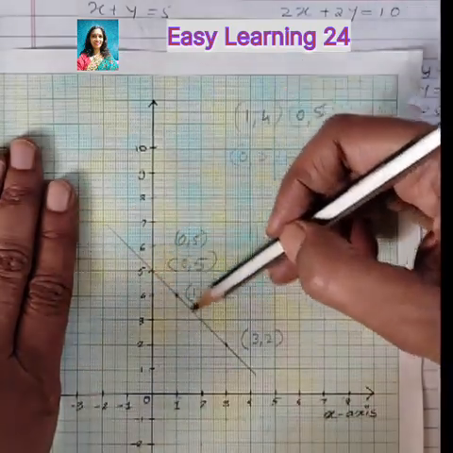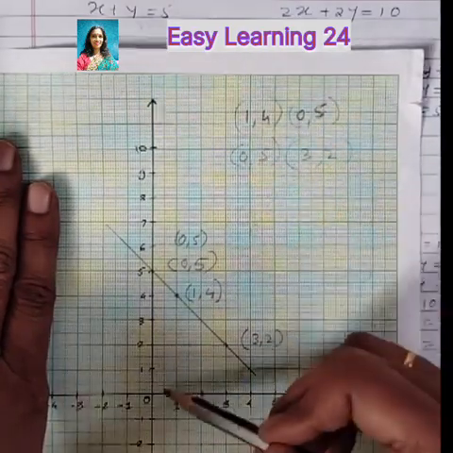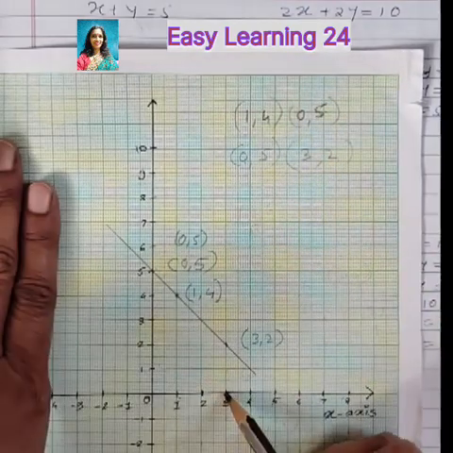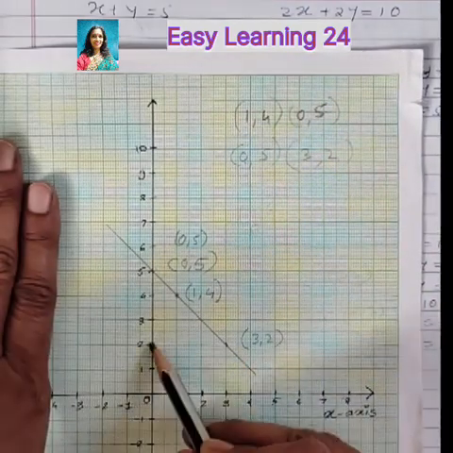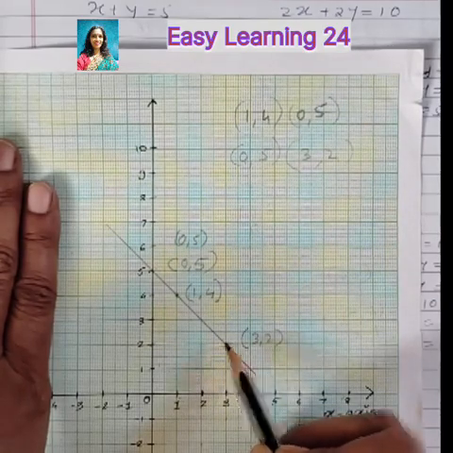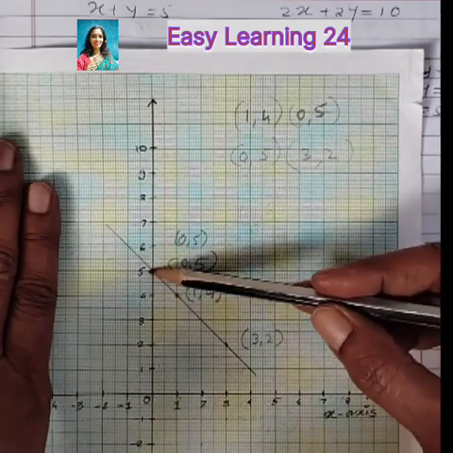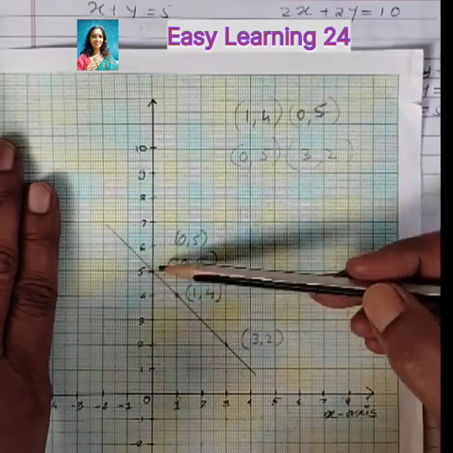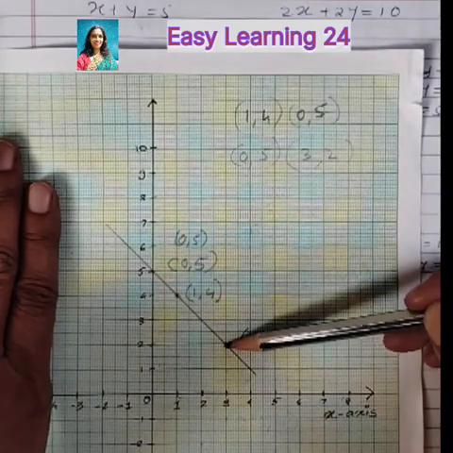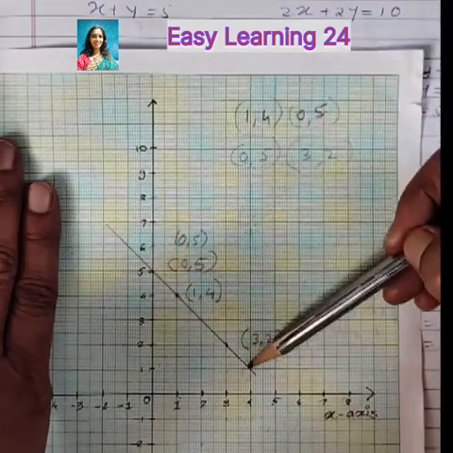So we have drawn this line. Now the second line, again 0 and 5 is the one point, and 3 and 2 is the other point. 3 on x-axis and 2 on y-axis. This is the fourth point. The points are coinciding: one point of the first line, the next point of the first line, then one point of the second line, and the second point of the second line is here. So again the line is overlapping.